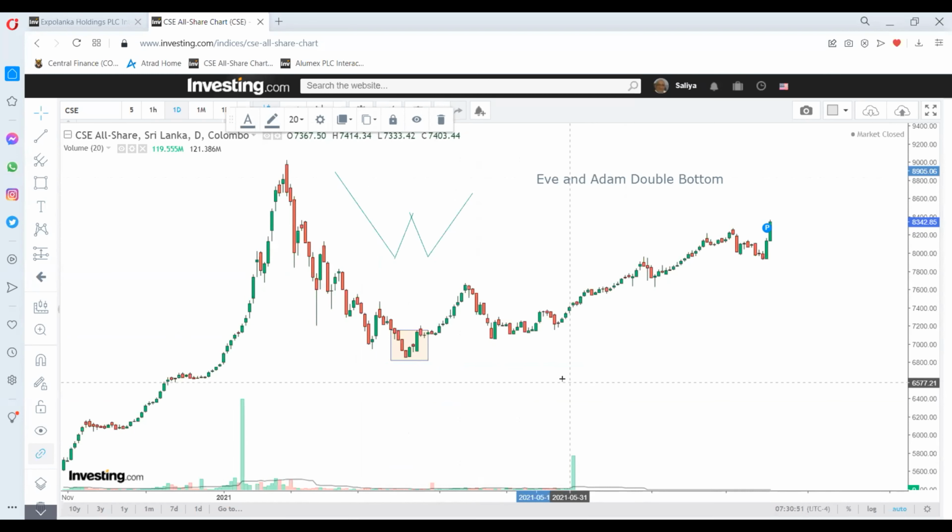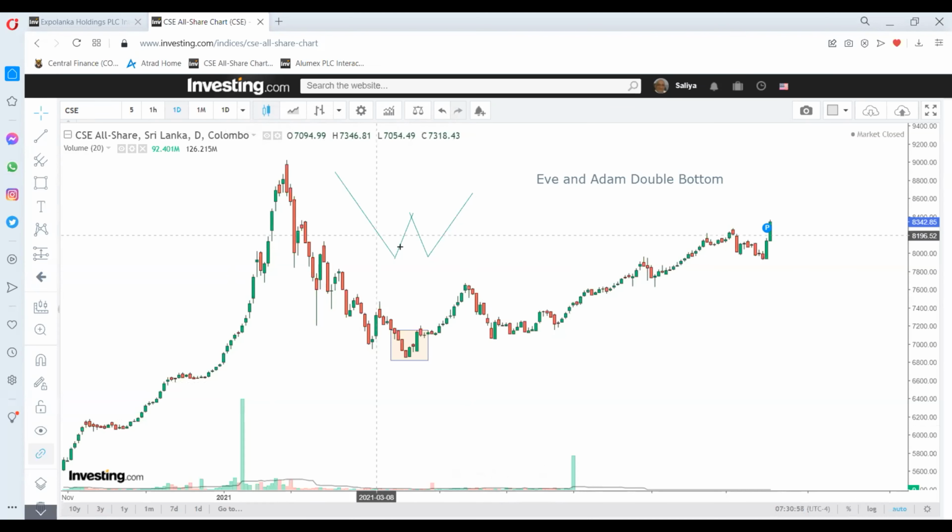Okay, so the importance of an Eve and Adam double bottom will be where, now in the case of the all-share index, we don't go by the volumes. What this formation tells us is that at this area there had been somewhat of a relatively longer consolidation compared to this immediate reversal. Before the reversal took place, it had paused for a few days. Here, within 2 days, it has started moving upwards, right?